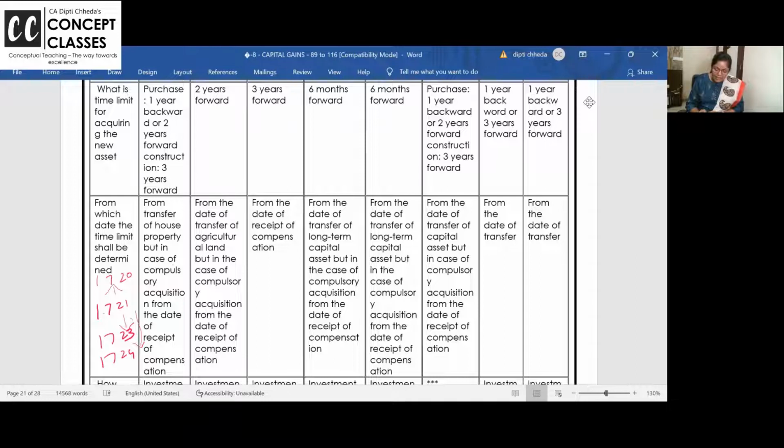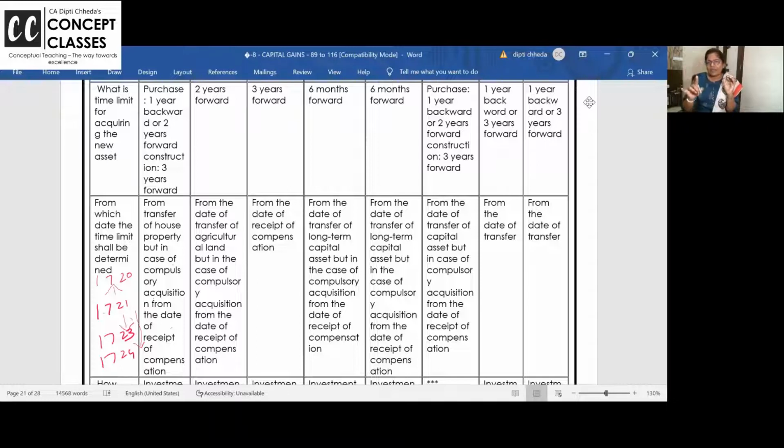Okay. In case of compulsory acquisition, from the date of receipt, obviously the government acquired my house in 2018, but they gave me money in 21. So now when I got the money, from here 2 years and 3 years, I can buy another house. I want to explain this. I didn't sell the house. Government compulsorily acquired my house for metro work or road widening in 2018.